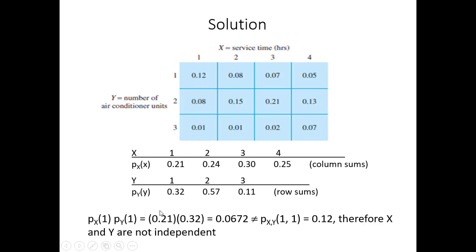But what happens here is when I multiply those two values, we get 0.0672, which is not equal to 0.12. So we could conclude that x and y are not independent.